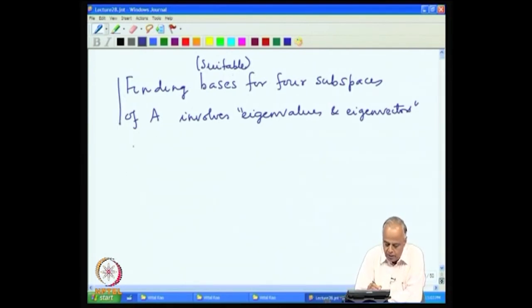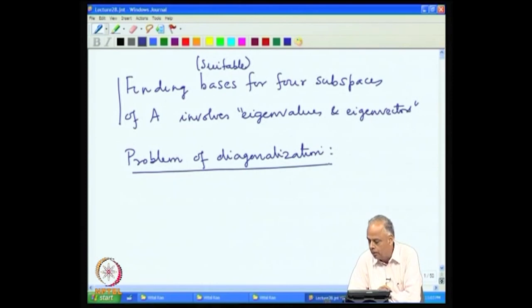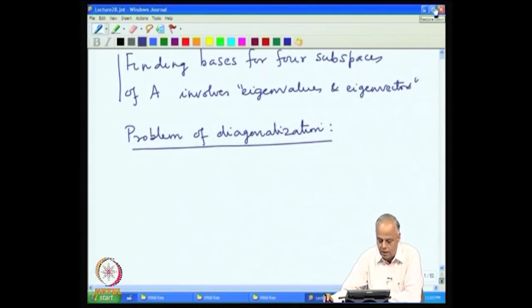We found that the problem of diagonalization is also going to involve eigenvalues and eigenvectors. This is the main problem that introduces the notion of eigenvalues and eigenvectors. And so, we started looking at this problem of diagonalization.